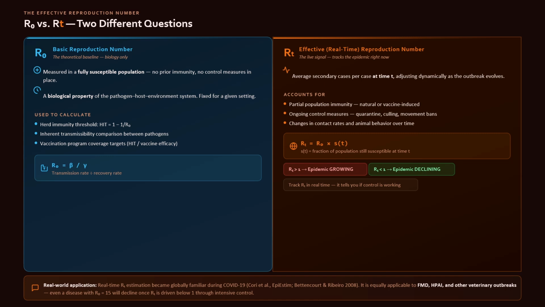The link is simple. RT equals R0 times S of T, the fraction still susceptible. When RT is above 1, the epidemic is growing. Below 1, it's declining. This became globally familiar during COVID-19, but it applies just as well to foot and mouth or avian influenza. Even a disease with R0 of 15 will decline once you drive RT below 1.